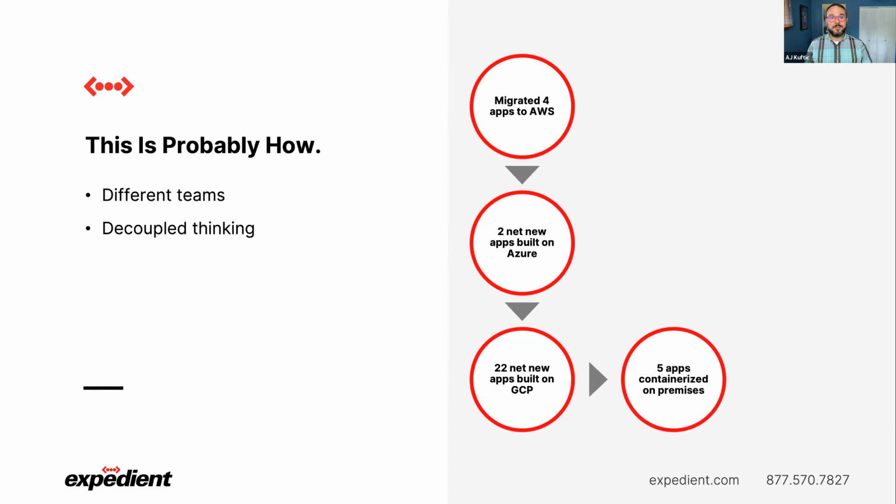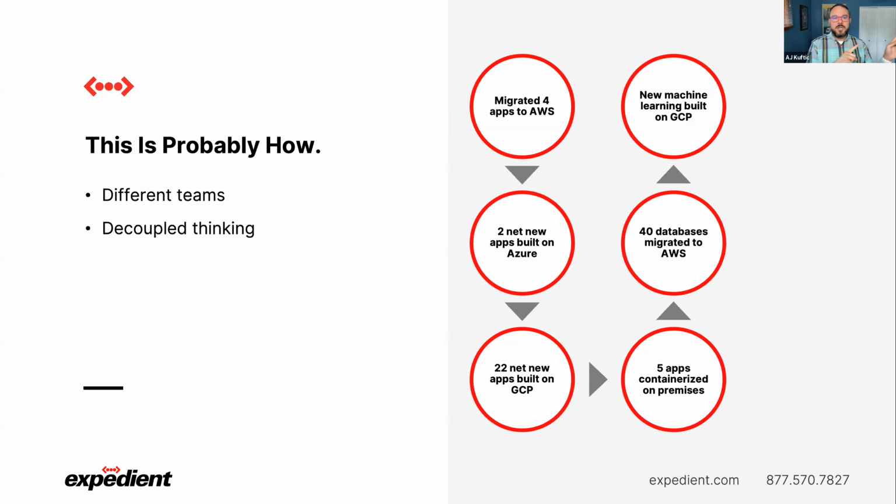And it just gets worse, because now I'm containering apps on premises. So now I have a number of these sorts of pieces on-prem. We have databases migrating to AWS, but that might not be the same team. So now they want to go set up their own account. Now I've got machine learning going to Google Cloud. That might also be a different team. So I have 2 different teams using Google, 2 different teams using AWS.